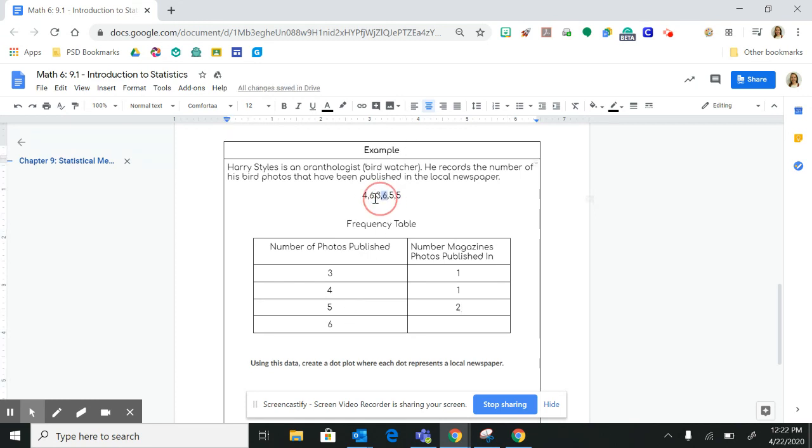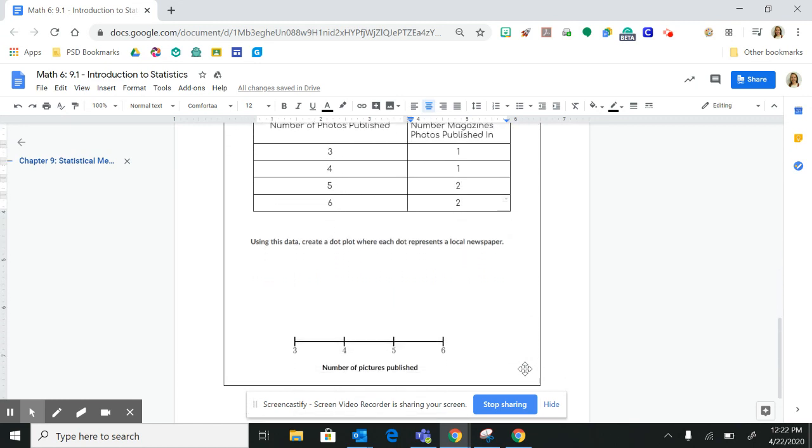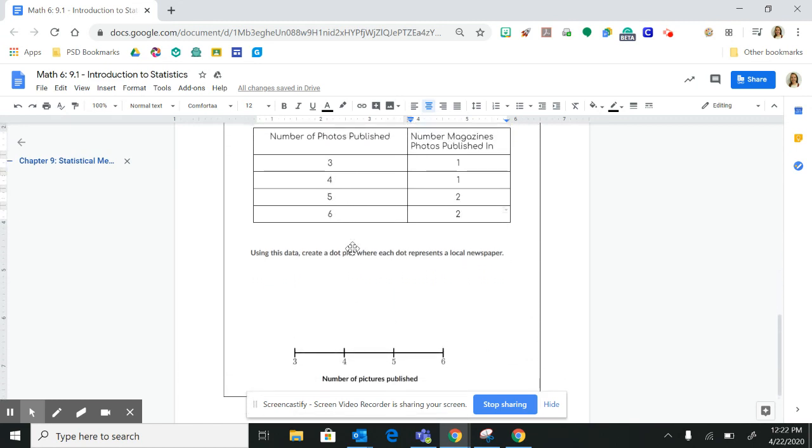And last but not least, 6. We have 2 6s. So he published 2. He published 6 photos in 2 different magazines. Okay, now it asks us to use this data to create a dot plot where each dot represents a local newspaper. So now I can use this information and I'm going to put it in a dot plot.